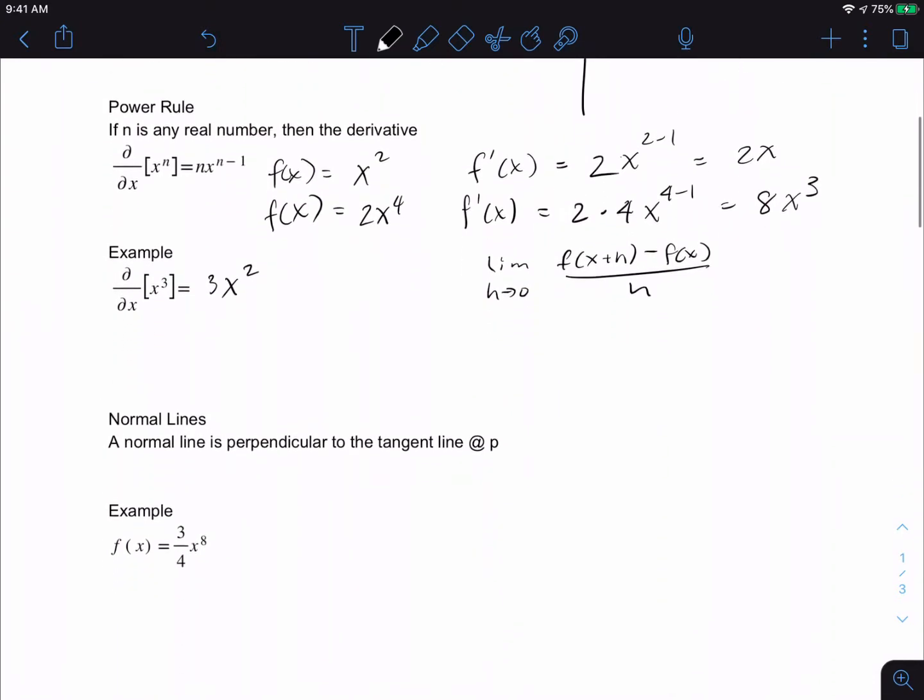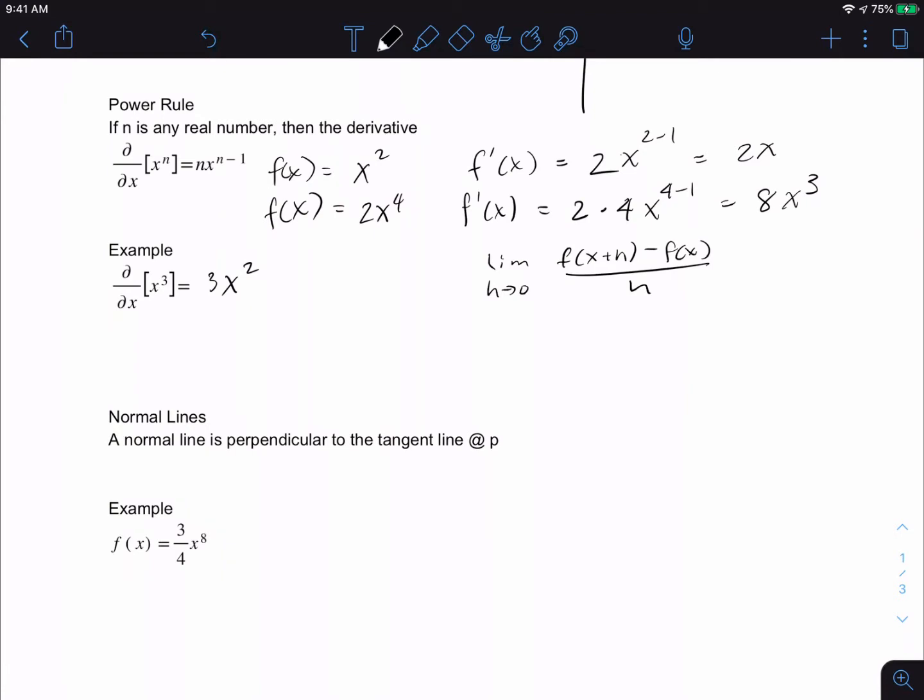Going on to the next thing. A normal line is perpendicular to the tangent line. You'll use this a lot in physics. As you all are sitting in your chairs, I assume you're sitting in chairs, what's happening to your bottom is the chair is pushing up on you with the same amount of force that your body is pushing down on the chair. That's called a normal force, and the normal force is always perpendicular to the surface. So a normal line is always going to be perpendicular to the tangent.